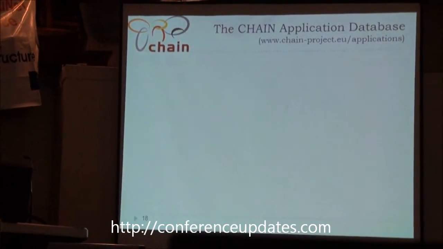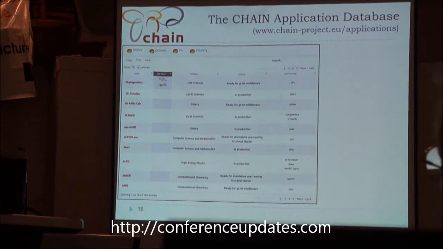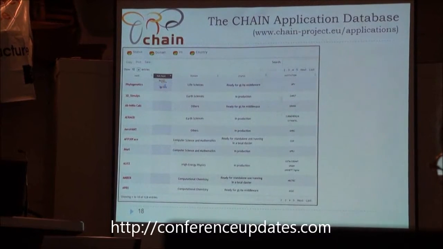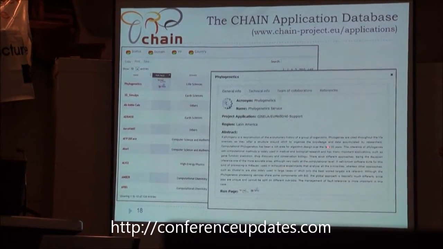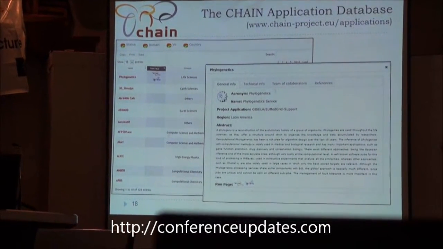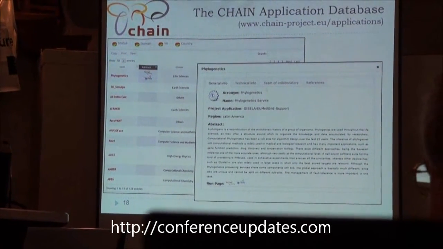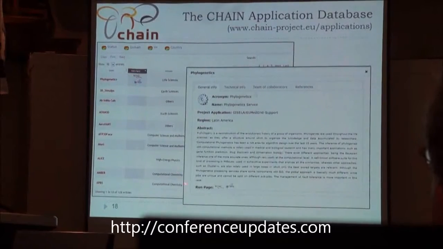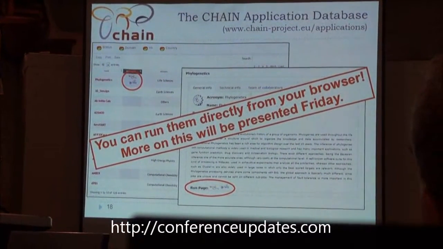Another database that we are building inside Chain is the application database. So basically it's a list of applications. We have 128 applications from all the continents outside Europe, and then we have links, of course, with the corresponding database for EGI, and you have information on the applications. For each application you have lots of technical information, who's working on the application, references, papers, proceedings, and for some of them, and we are increasing this number, and we will be increasing this number in the next weeks, you can click and you are automatically redirected to a web page from where you can run your applications.